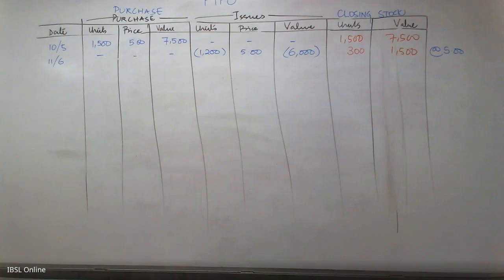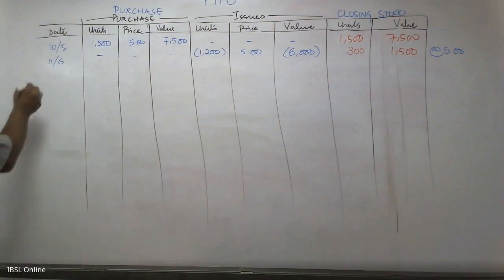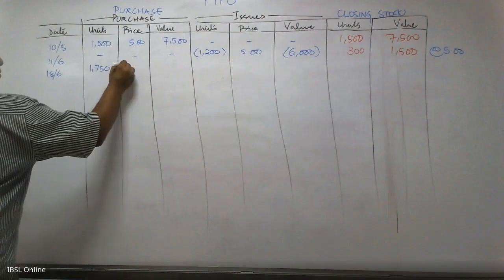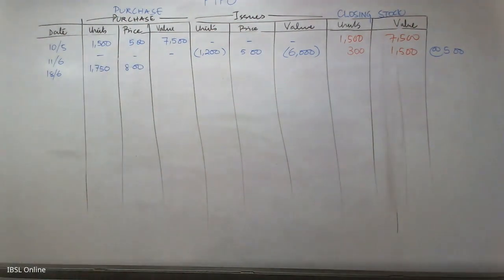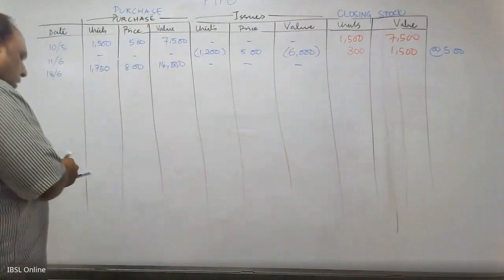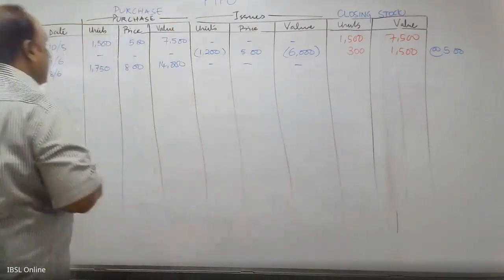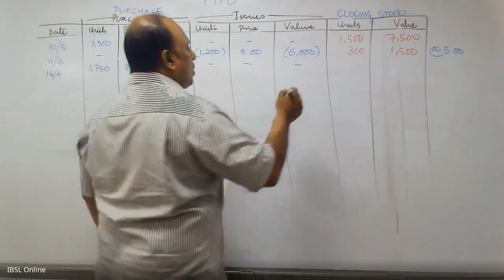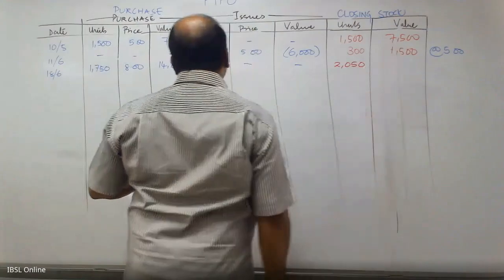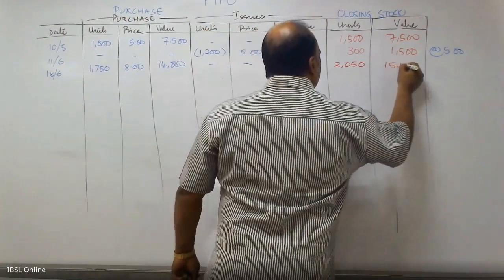The next transaction is on 18th June. On 18th June, I am getting another 1,750 units at 8 rupees each. How much is that? 14,000. Right. Now what happens? Now I had only 300 units. 1,750 came. So it becomes 2,050 units. I had 1,500 in value. Now 14,000 came.